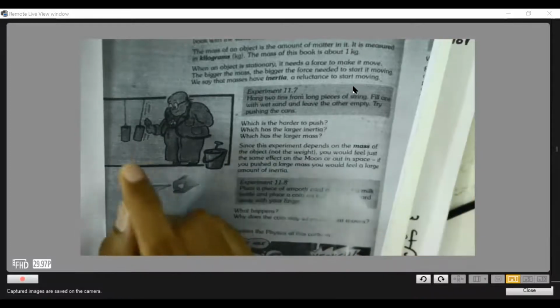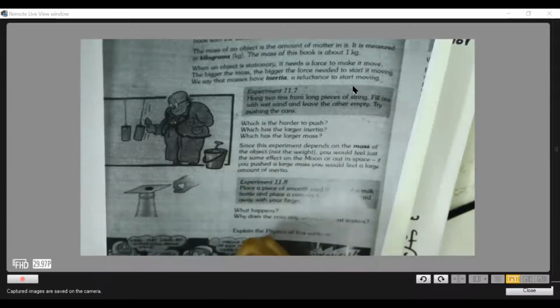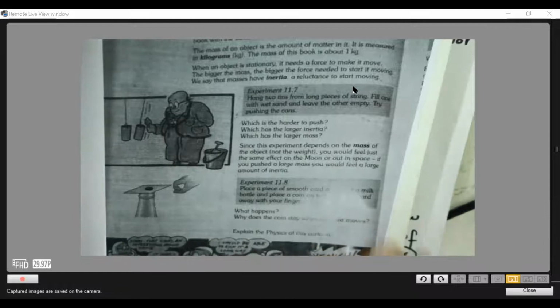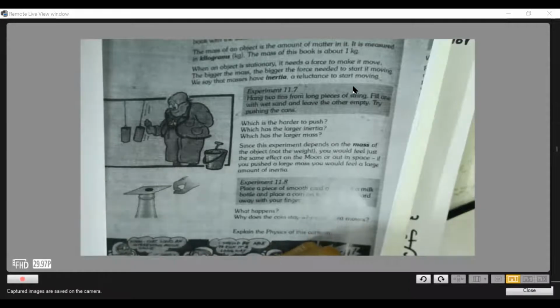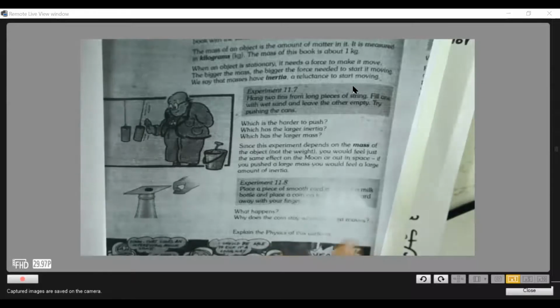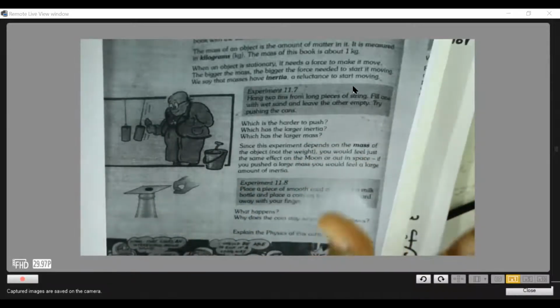Now tell me, which can will be harder to stop from moving? The one filled with sand. Yes, because again, you're changing its velocity. So stopping is also a change in velocity.